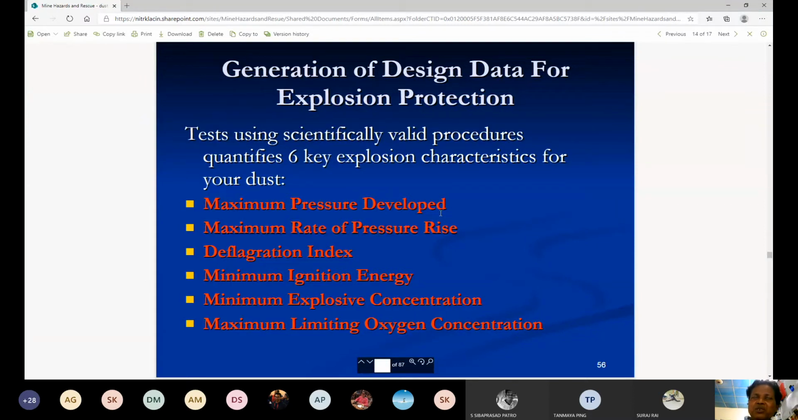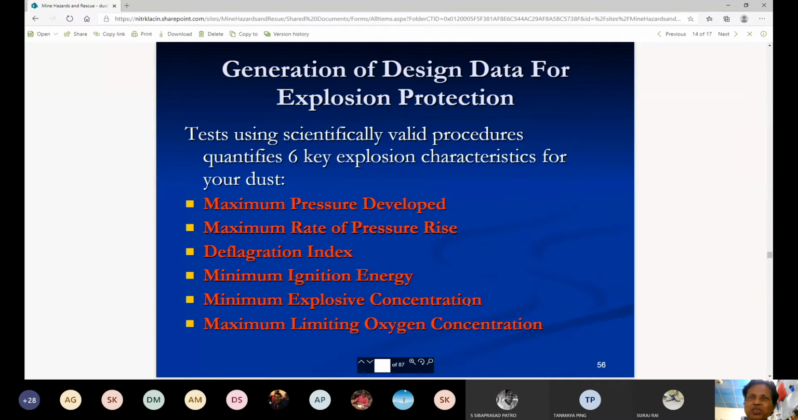you can determine the maximum pressure developed. What is the maximum pressure developed after the explosion has taken place? What is the maximum rate of pressure rise? How does the pressure rise take place because of the explosion? What is the deflagration index? You can determine the deflagration index with the help of the Hartmann apparatus. What is the minimum ignition energy? How much minimum ignition energy is needed for the explosion to take place?